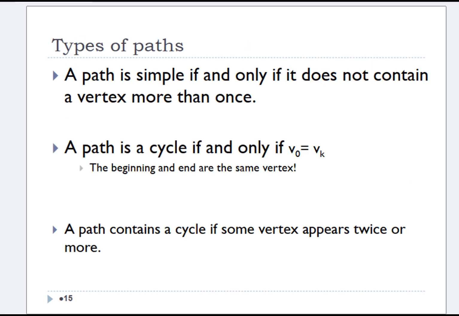14. Types of paths. A path is simple if and only if it does not contain a vertex more than once. A path is a cycle if and only if v0 equals vk, the beginning and end are the same vertex. A path contains a cycle if some vertex appears twice or more.